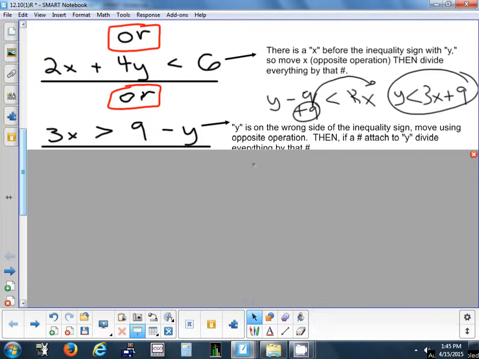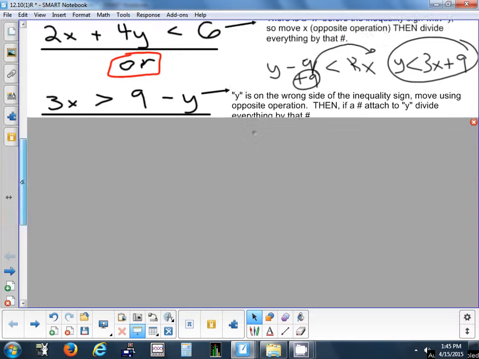So you've got to make sure, just like we did when we did slope, just like we did when we did inequalities a couple months ago, that it's in slope-intercept form before you start the graph. If it's in slope-intercept, fine. Go ahead. You're all set.